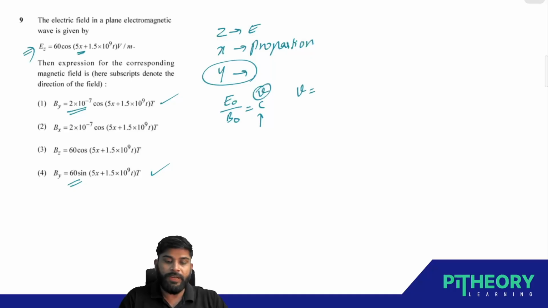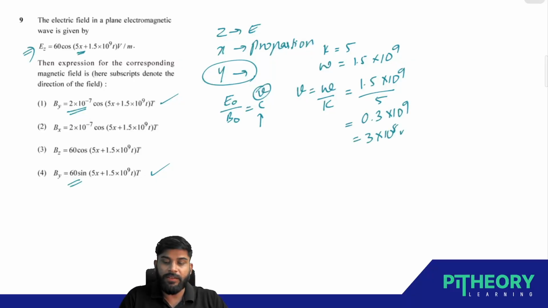So V, how do you find? K value is given, that is 5, right? Omega is given as 1.5 into 10 to the power 9. V you can find as omega by K. How much is that? 1.5 into 10 to the power 9 divided by 5, equal to 0.3 into 10 to the power 9, or that is nothing but 3 into 10 to the power 8 meter per second.